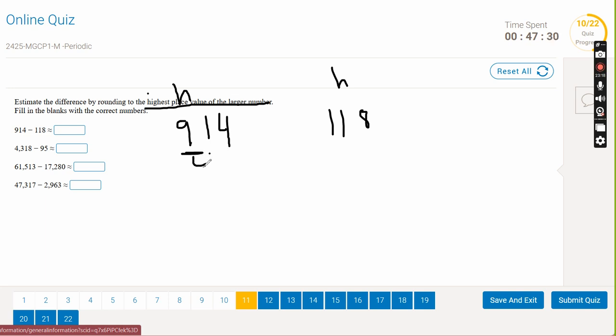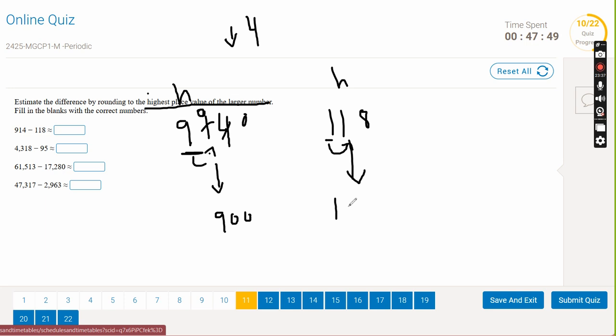Okay, so 9, look at the number next to it. 914 will become 900, because the number beside it is 4 or less than 4. So we round downwards. We make both numbers beside it zeros. And here also the same thing. 1, and you look at the number beside it, it is 4 or less than 4, so we'll make it 0. So 900 minus 100 gives us 800.